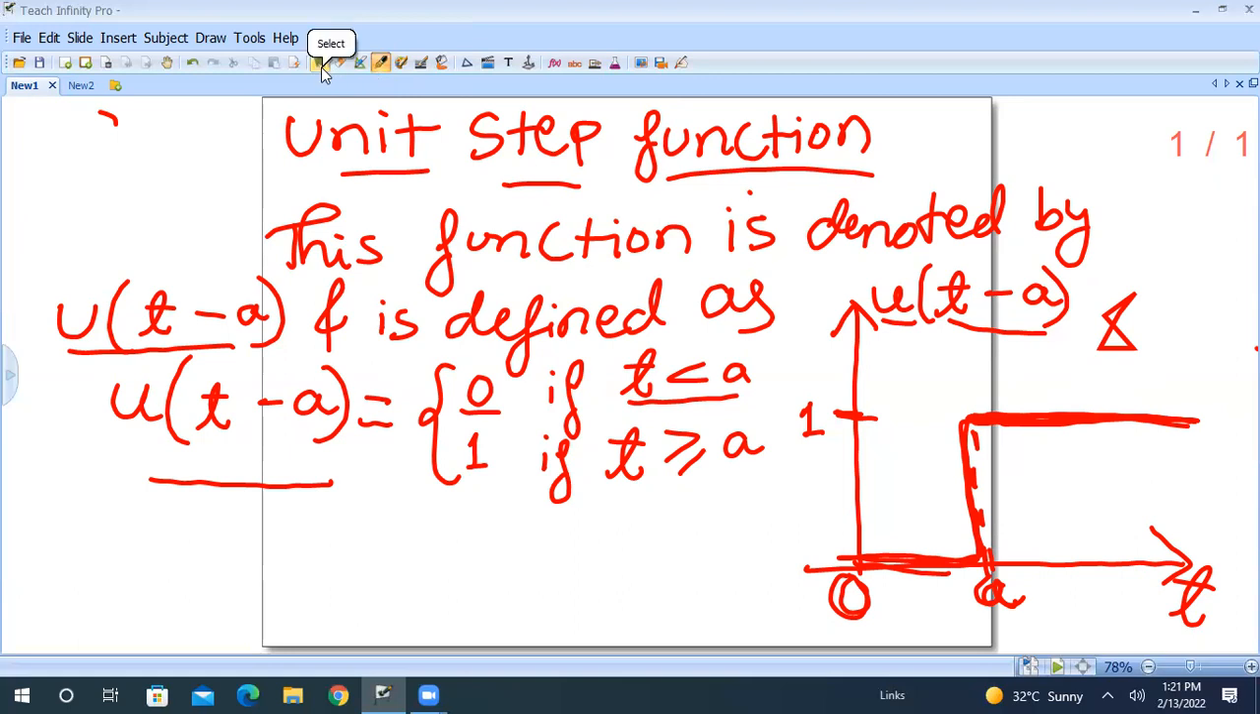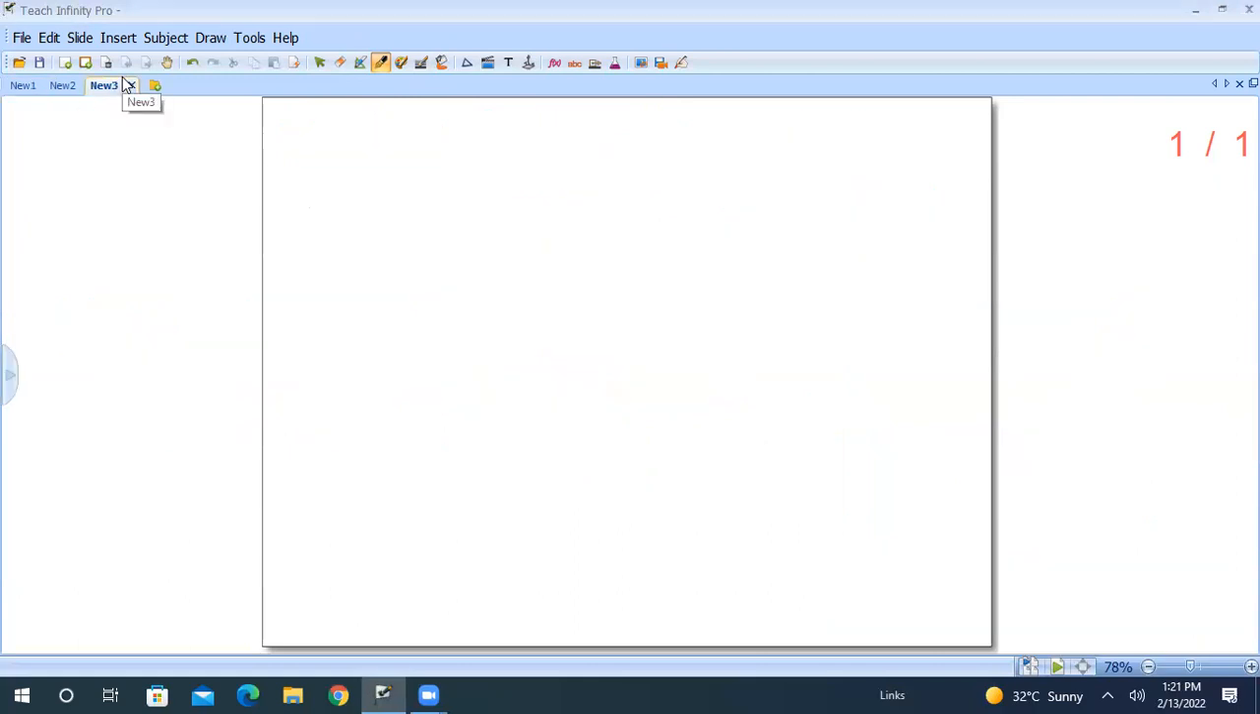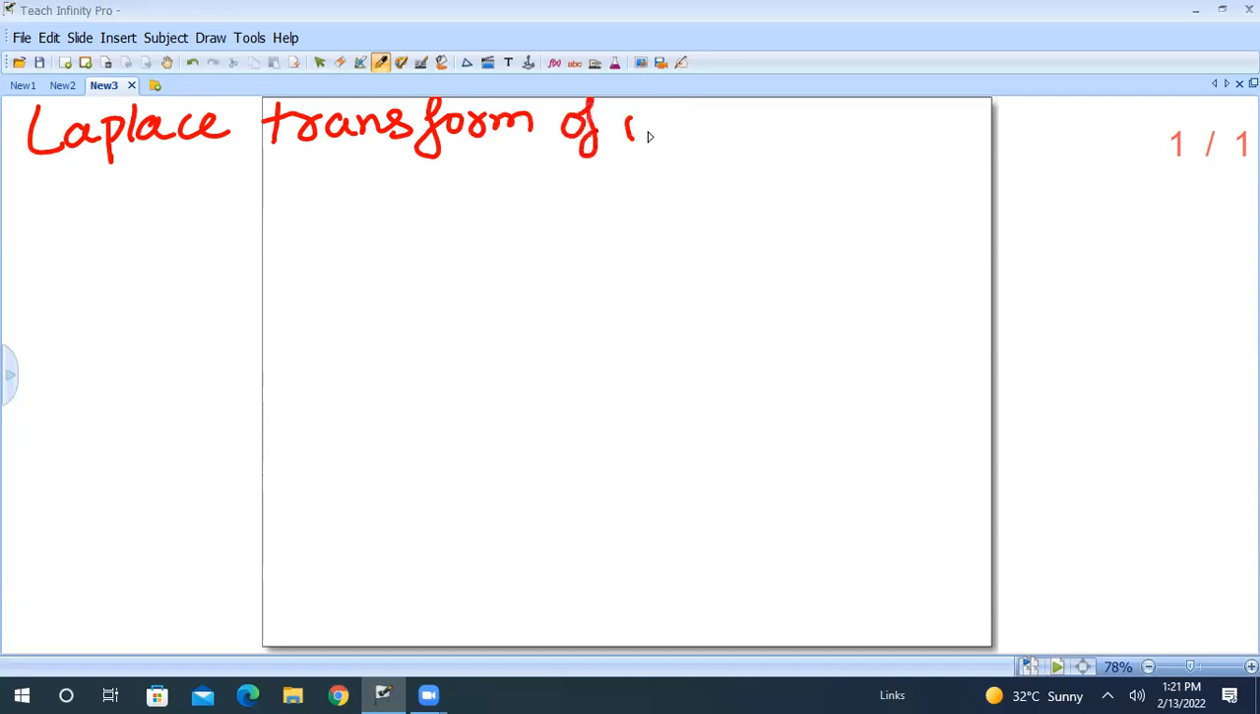So next we'll go for the theorem point of view here. Next is the Laplace transform of the unit step function.